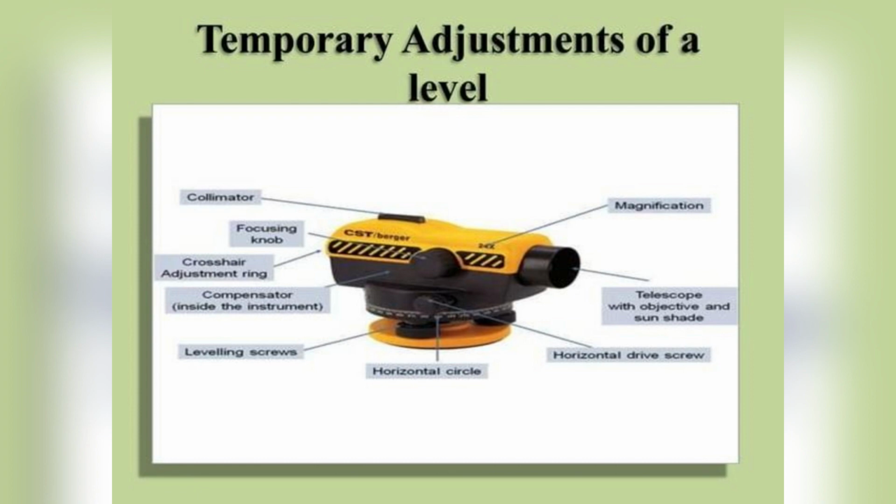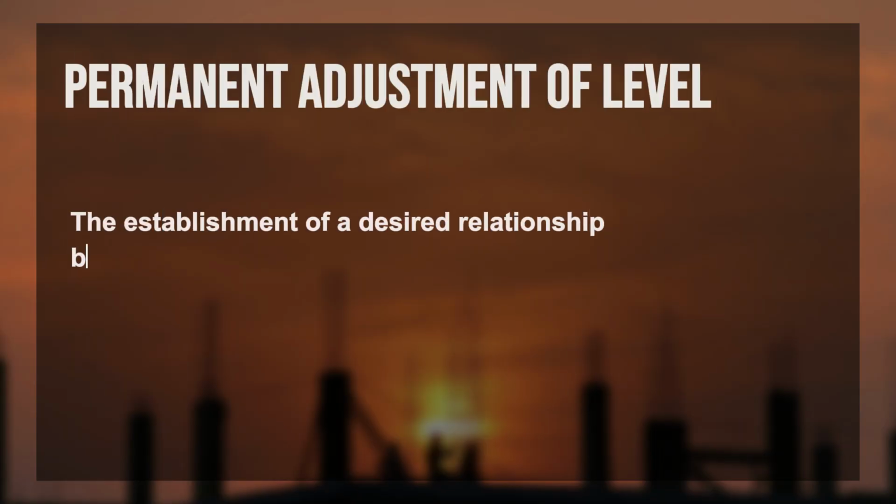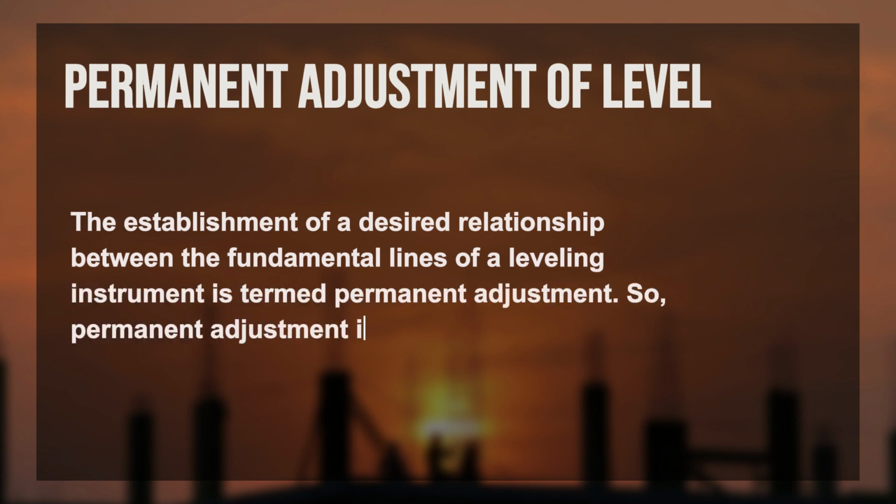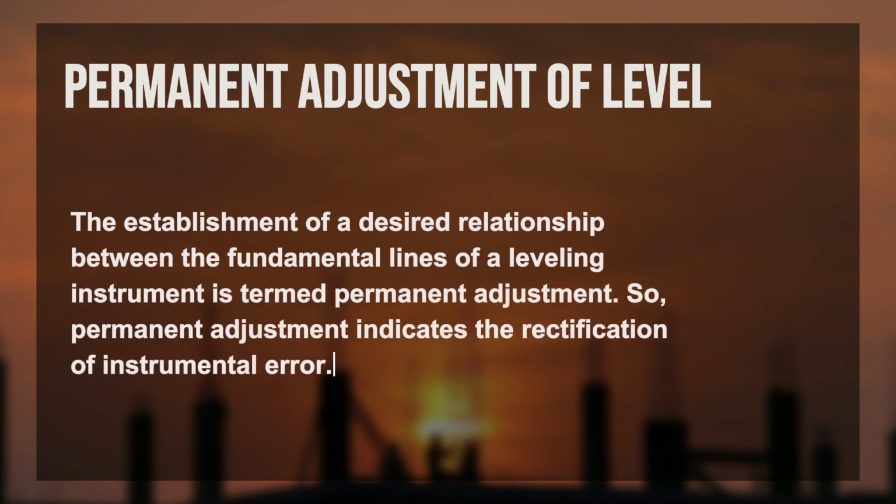Now, the permanent adjustment of the level. The establishment of a desired relationship between the fundamental lines of a leveling instrument is termed permanent adjustment. So, the permanent adjustment indicates the rectification of instrumental errors.